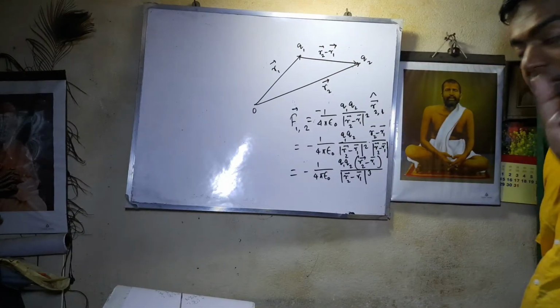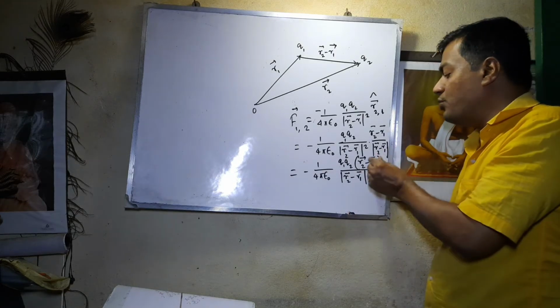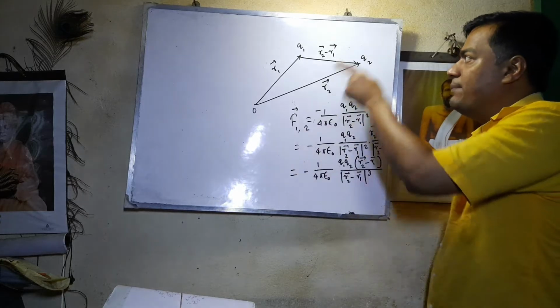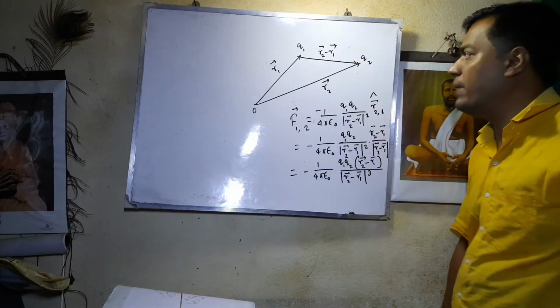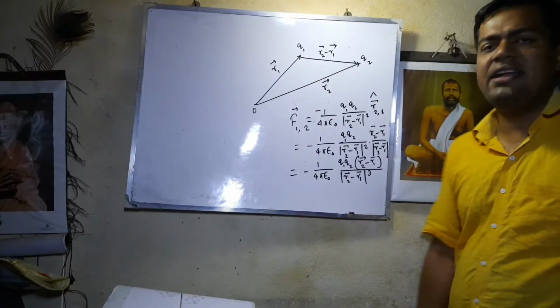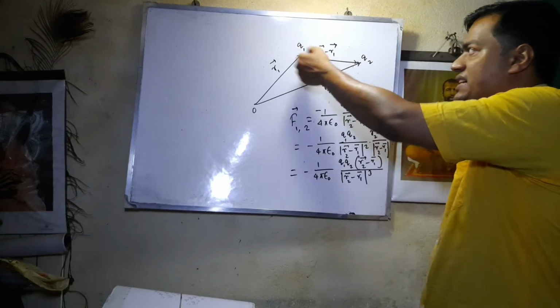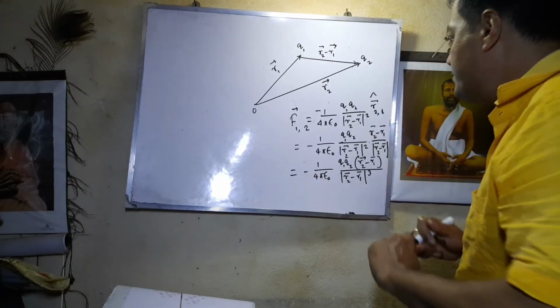I am repeating at this point: when R2 minus R1 is positive, the overall force is negative. That means the force will be in the direction opposite to that of R2 minus R1, so the force will be repulsive. But if R2 minus R1 itself is negative, then the force will be positive, in this direction, which means the force will be attractive.